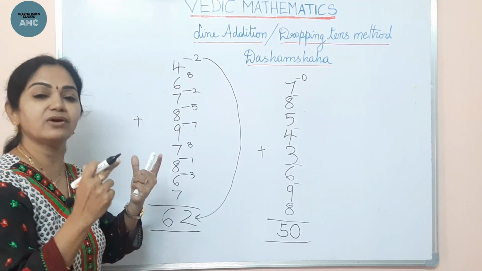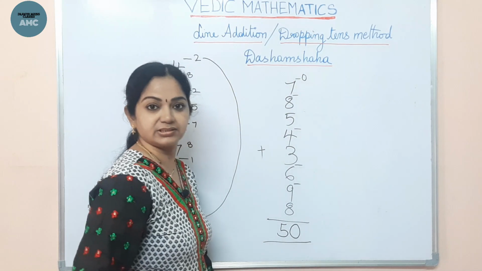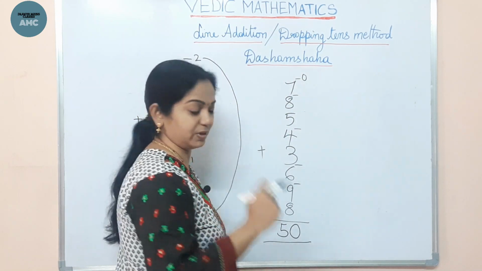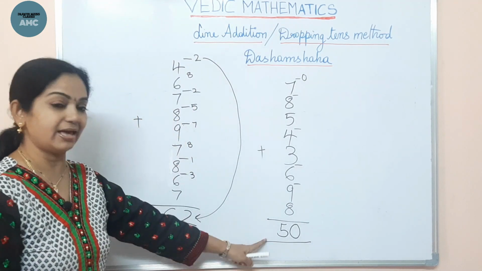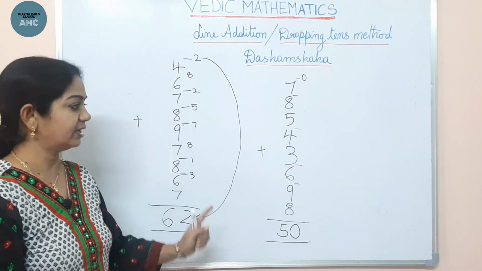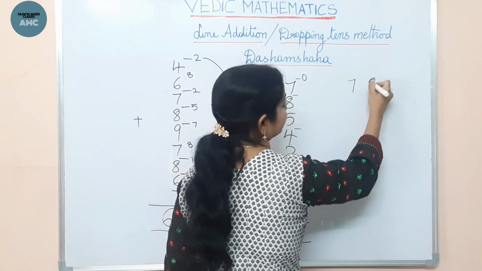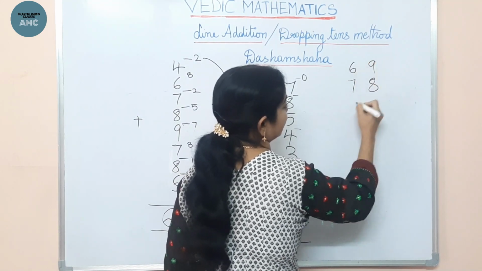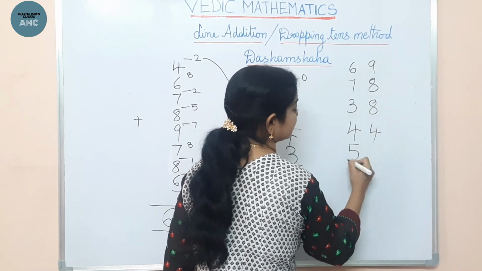And how many 10s you have dropped? Just count the dashes. That too in a fast way. That's 2 plus 2 plus 1, 5. So 5. This is the answer. The sum is 50. So let us do for 2 patterns. Now we are taking 78, 69, 38, 44, 56.